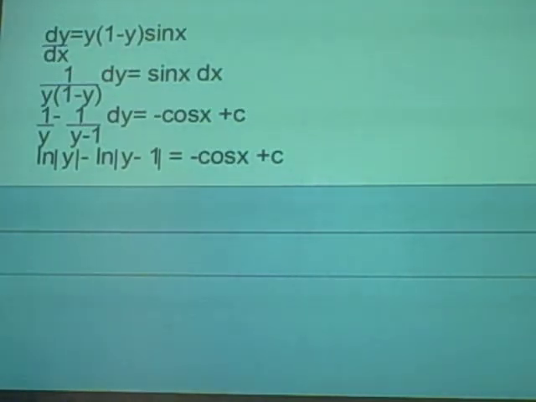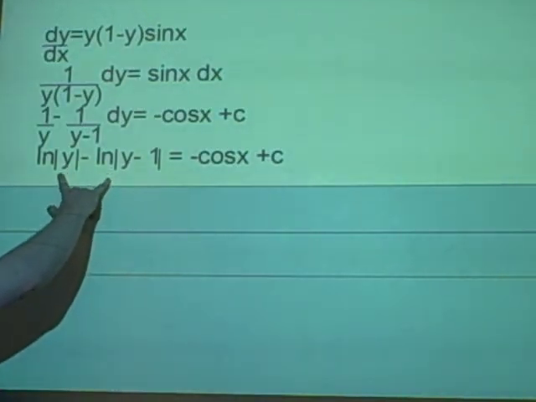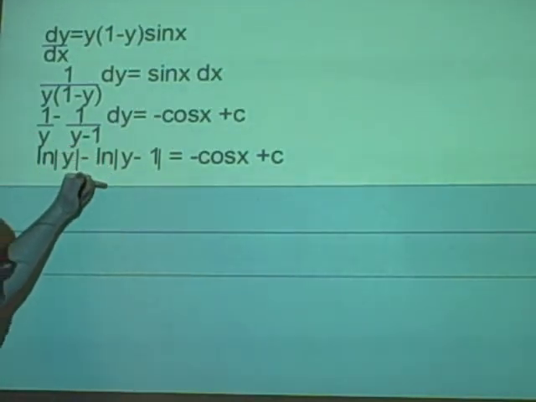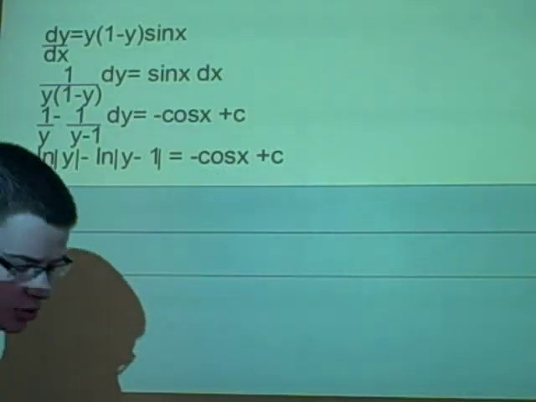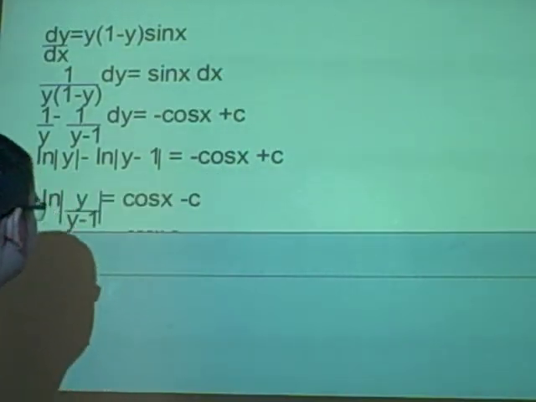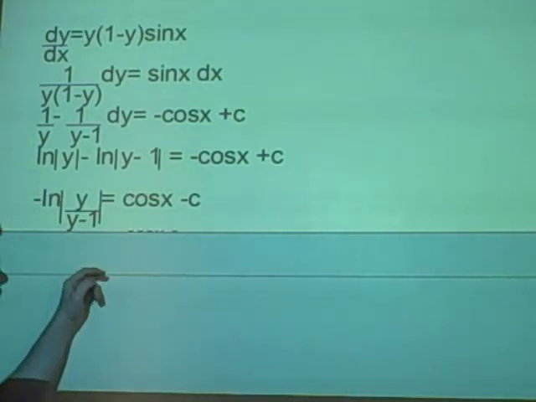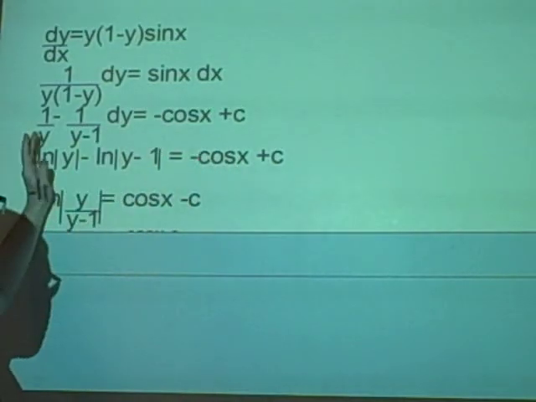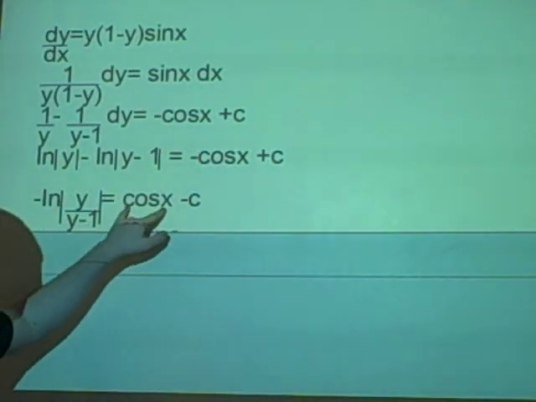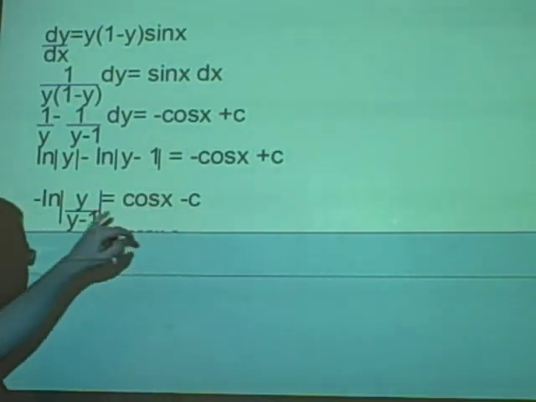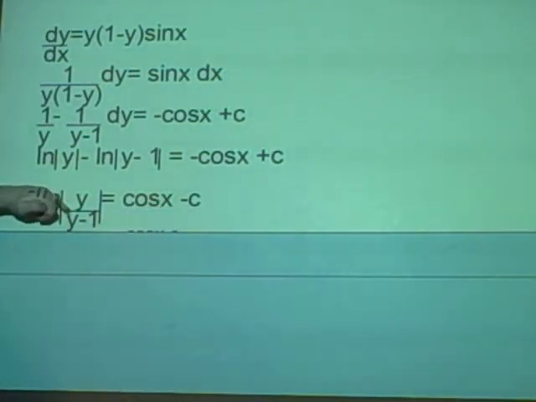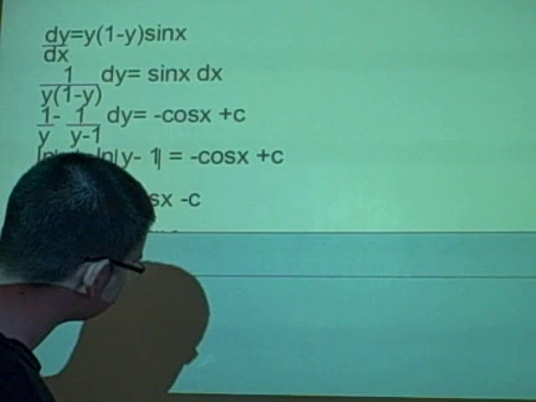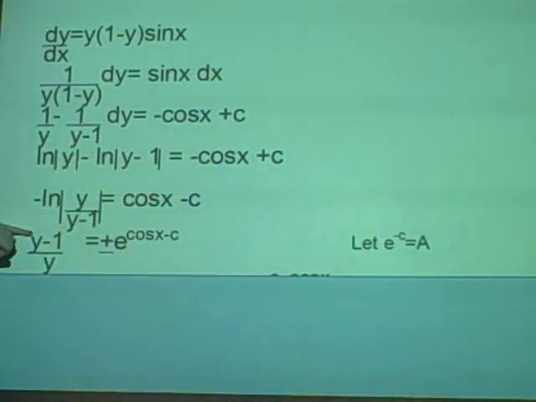Now, what we should know through the log laws is that when you subtract two logs, they divide each other. So I have y over y minus 1 equals minus cosine x plus c. And just to make it look a bit nicer again, I've multiplied everything by minus 1. So that leaves cos x minus c is minus log y over y minus 1. Now this will give the inverse of this, which is y minus 1 over y.